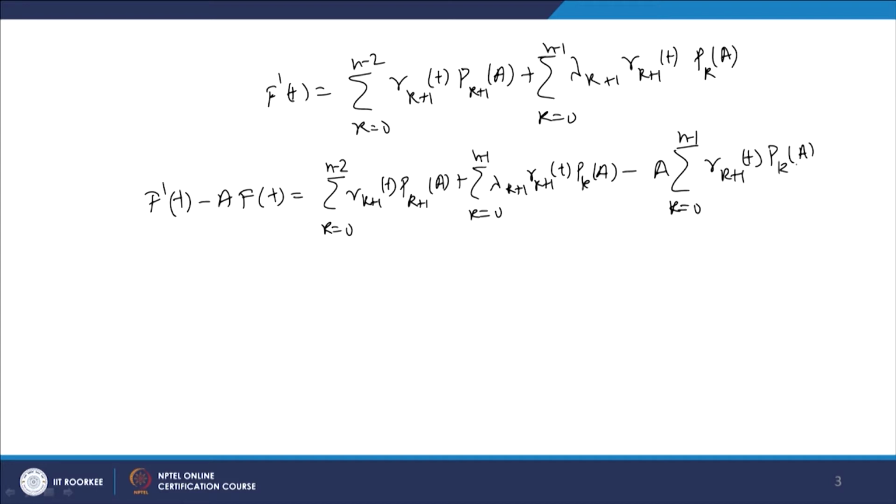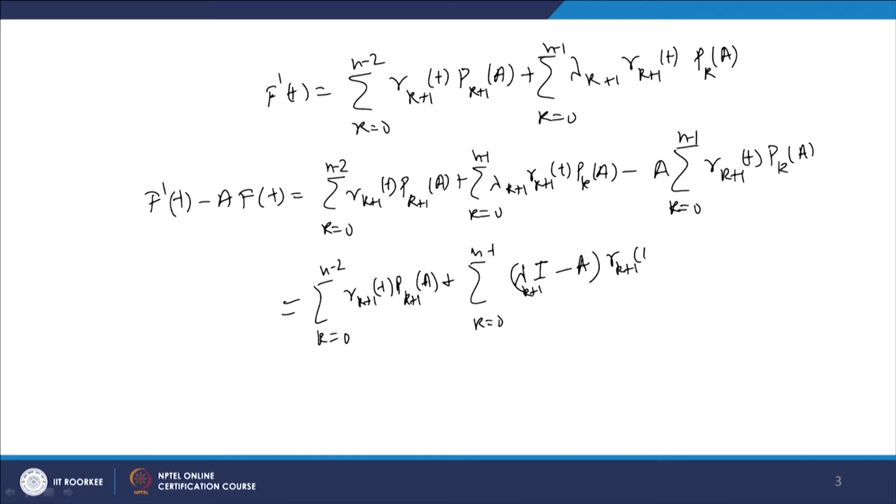Right. Now let us calculate this value. So here I will write summation k equal to 0 to n minus 2 r k plus 1 t p k plus 1 a, plus k equal to 0 to n minus 1, and we can write here lambda k plus 1 I minus a, r k plus 1 t into p k. Is it okay? So we can write it like this, and this we can write as k equal to 0 to n minus 2 r k plus 1 t p k plus 1 a.